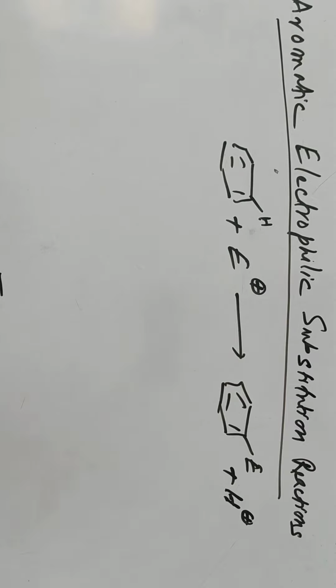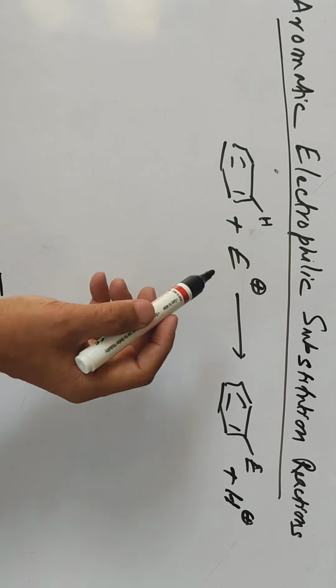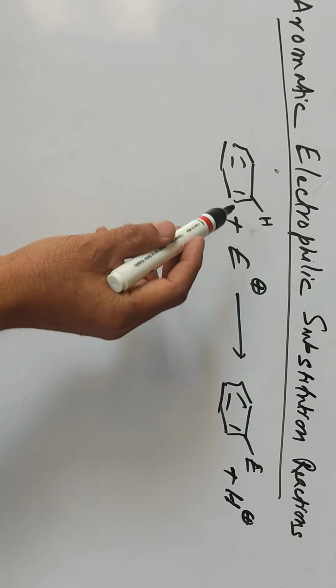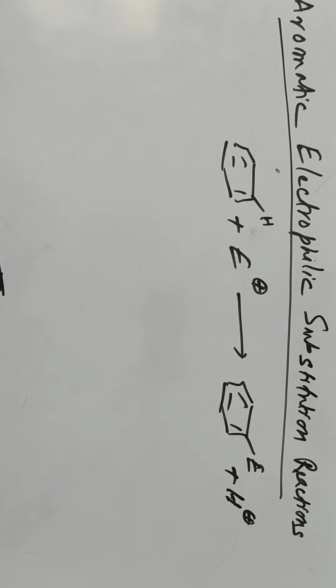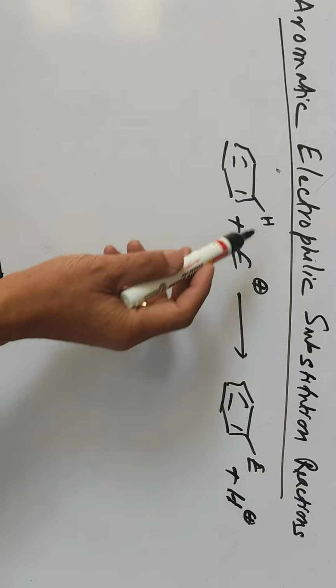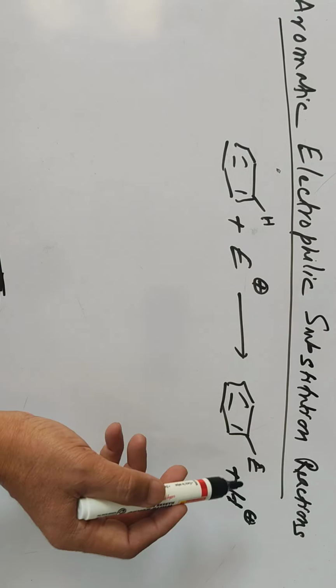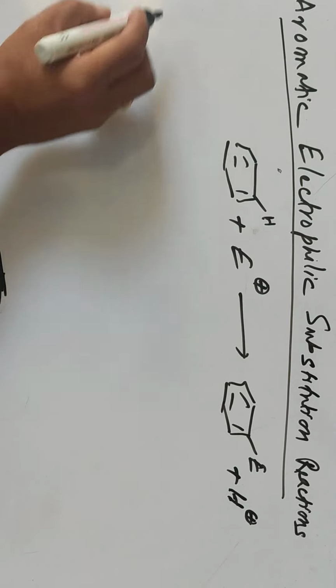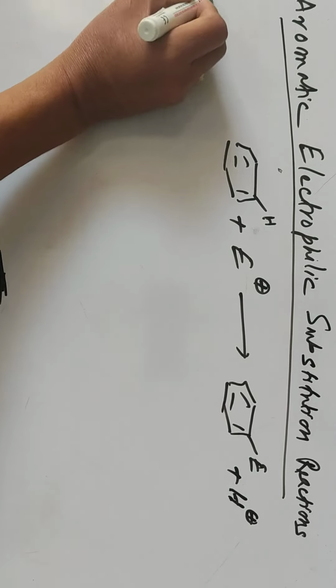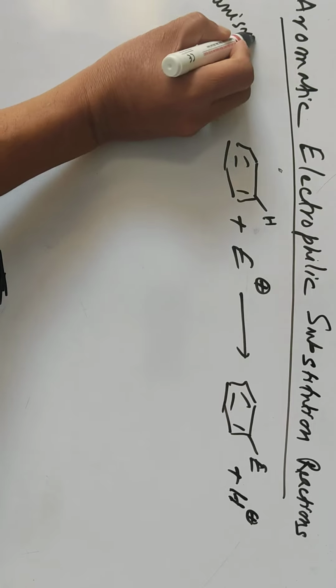Aromatic electrophilic substitution reaction is addition first, then elimination takes place. So an aromatic compound undergoes electrophilic substitution reactions. Here hydrogen is displaced by the electrophile. We discussed in the last class the general mechanism of the reaction, which is a two-step mechanism.